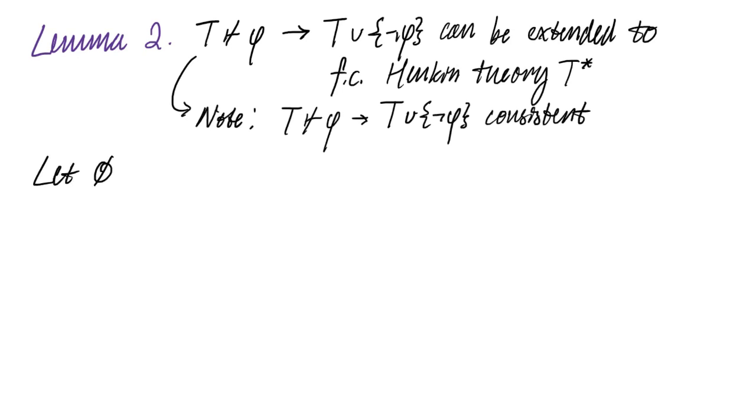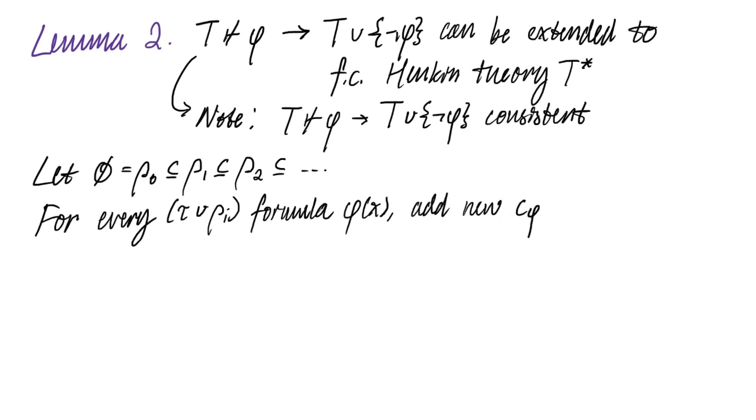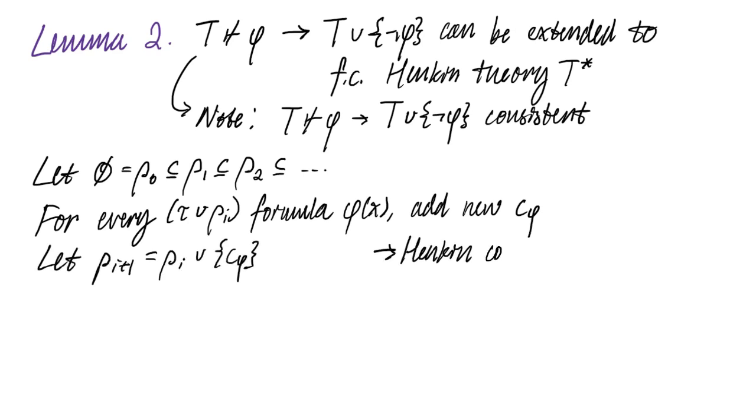Formally, we define our Henkin constants, rho, as the union of an increasing sequence starting with rho 0 as the empty set. For every tau union rho I formula phi of x, we add a new constant c phi. Every rho I in the sequence extends the previous one by the current c phi. Rho is then defined as the union of all rho I.